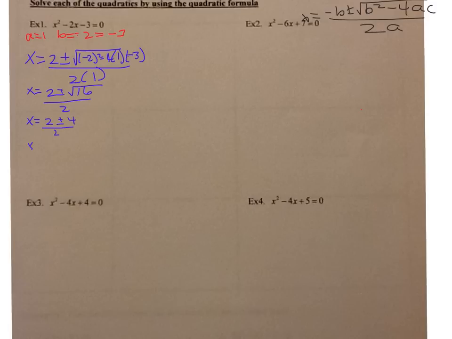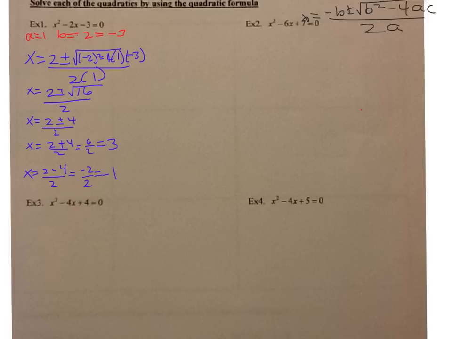So now I can actually finish this up because this is not irrational. I'm going to break it apart. 2 plus 4 over 2 is 6 over 2, which is 3. And then I have 2 minus 4 over 2, which is negative 2 over 2, which is negative 1.